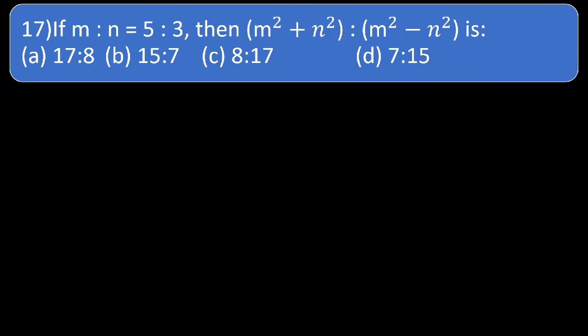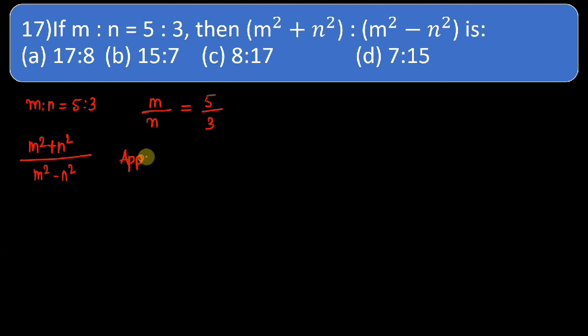Next sum. Question number 17. In question number 17, m is to n is given as 5 is to 3. Now we are told to find the ratio of m square plus n square by m square minus n square. How will we do it? First we have to make the square of this number, then we have to apply componendo and dividendo and we will get the answer. Let's see. See, m by n can be written as 5 by 3.